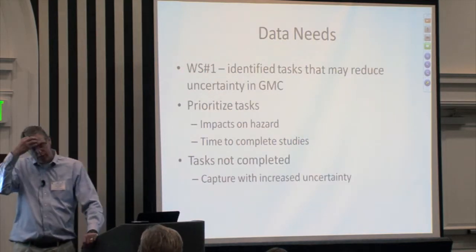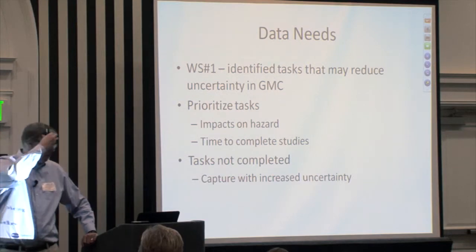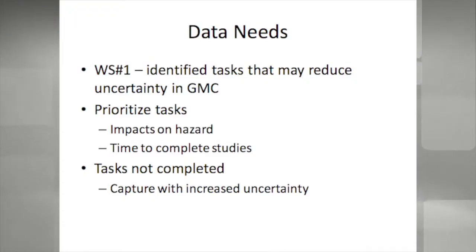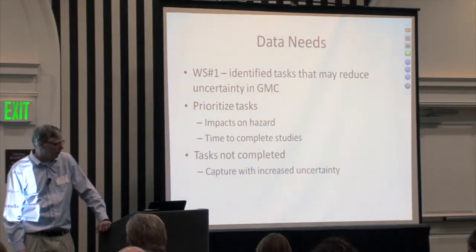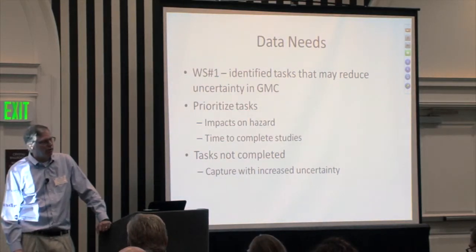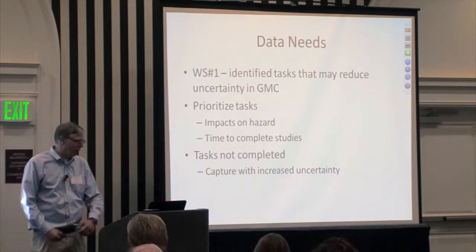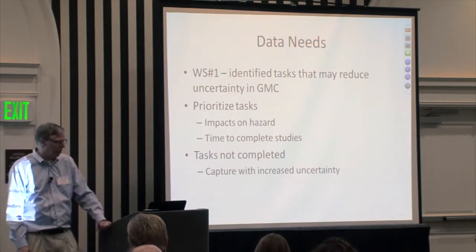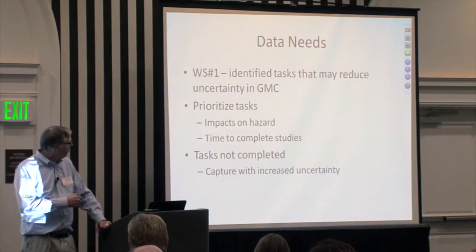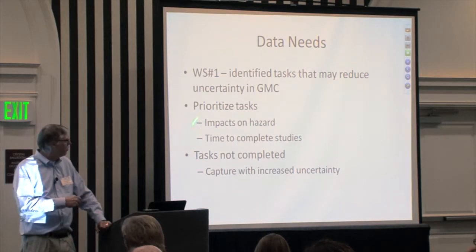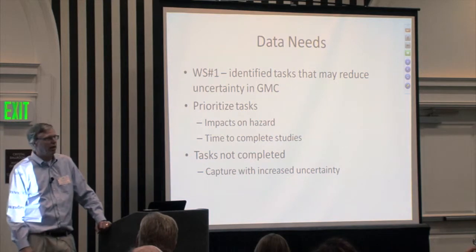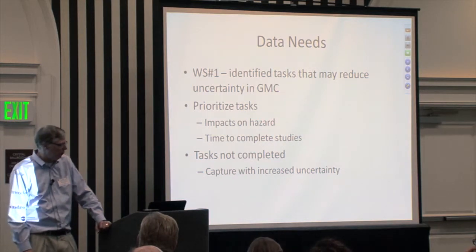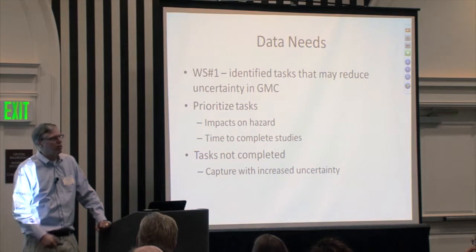Okay, so last time in March we met and we went through our data needs workshop. What we're trying to do at that workshop is identify work that could be done in the schedule that's available that would have a good chance of reducing our uncertainty in our ground motion model. So we had a series of topics that were addressed. Then our issue is to prioritize those by looking at two things: what has the largest impact on our hazard moving forward, and how long does it take to complete the studies.